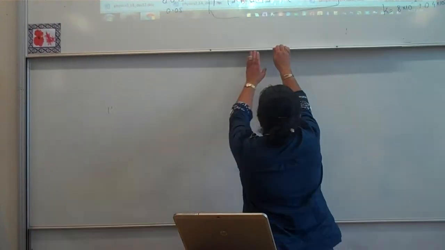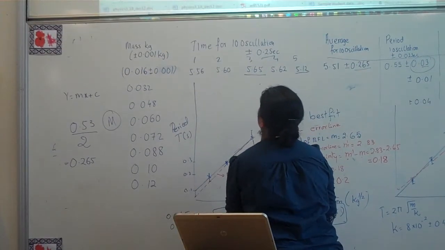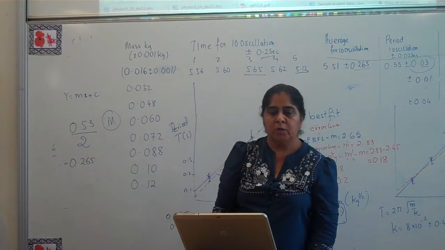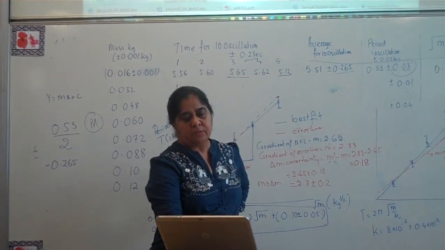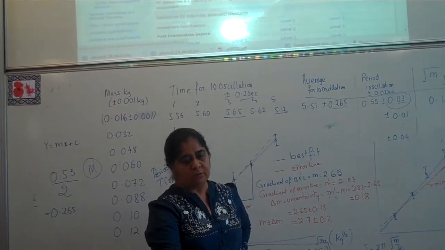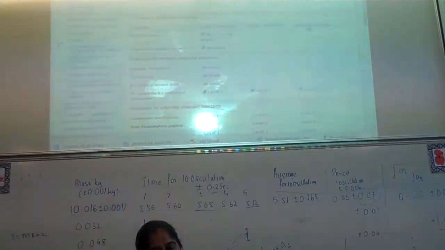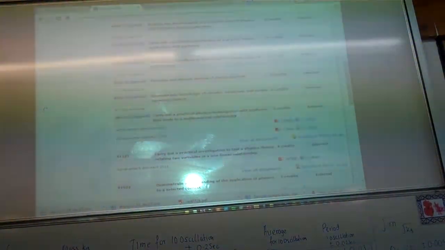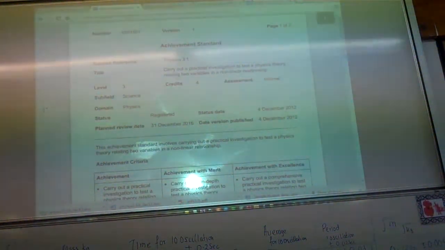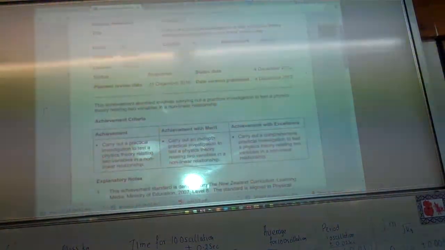Are you familiar with this page? Yes. Okay. Now if you look at the top very end, level 3, you're all level 3. Click on this one and this will give you our achievement standard numbers and their commentary. So this one is 91521 and I'm going to open this up and see what the requirement of this is.